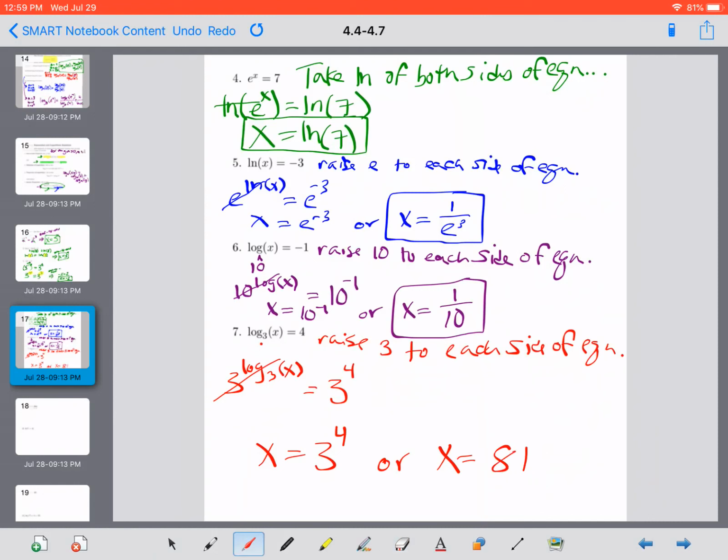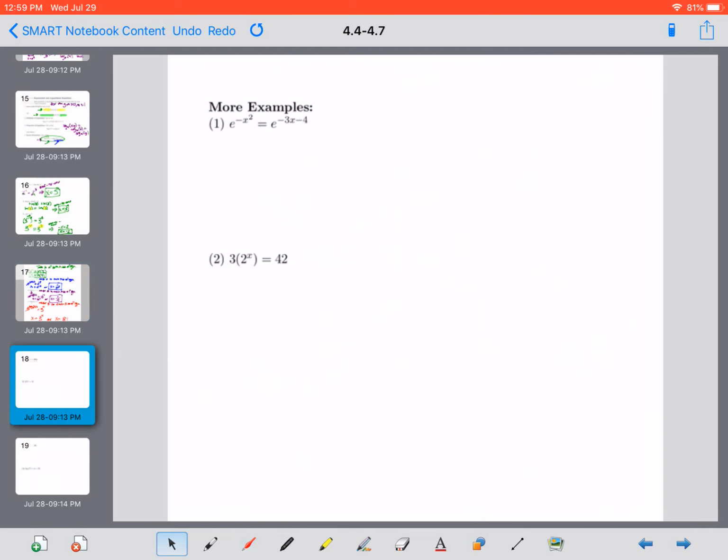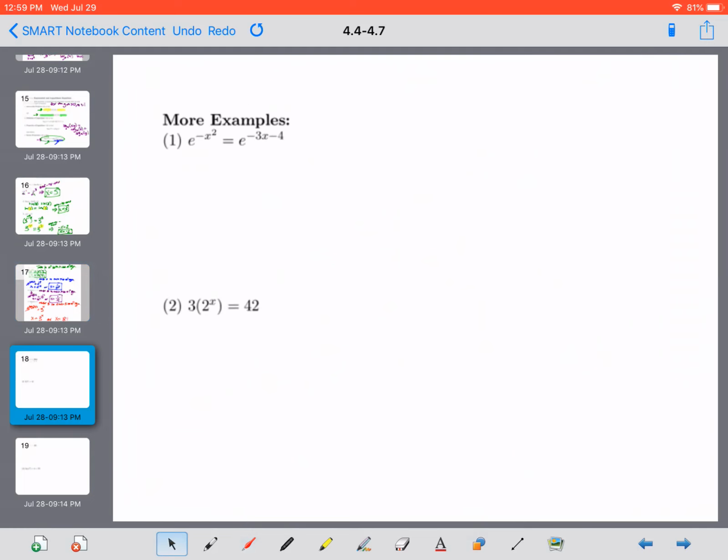Okay. All right, let's just do a couple more examples. These get a little bit more complicated. So this time we have e to the negative x squared is equal to e to the negative 3x minus 4. Well, let's think back to our one-to-one examples from the beginning. We have two powers that are equal to each other, and they have the same base. So by the one-to-one property, we can conclude that negative x squared is equal to negative 3x minus 4.